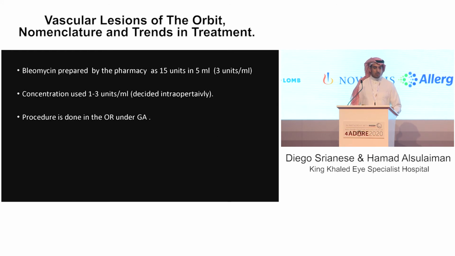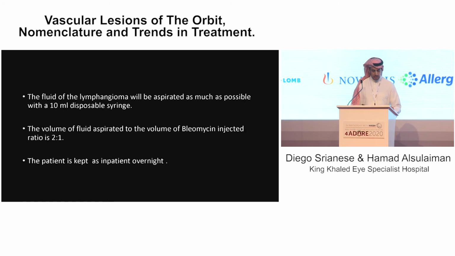So the bleomycin comes in 15 units in 5 ml. We prepare it to 3 units, which is 3 units per ml. We use a concentration between 1 and 3 units per ml in the OR, and it's done under GA. We do an aspiration injection ratio of 2 to 1. So if we aspirate 2 milliliters of fluid, we inject 1 milliliter of bleomycin.